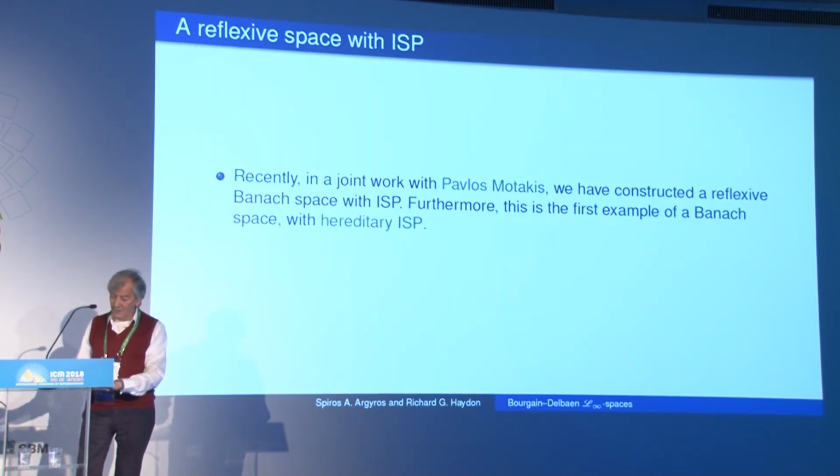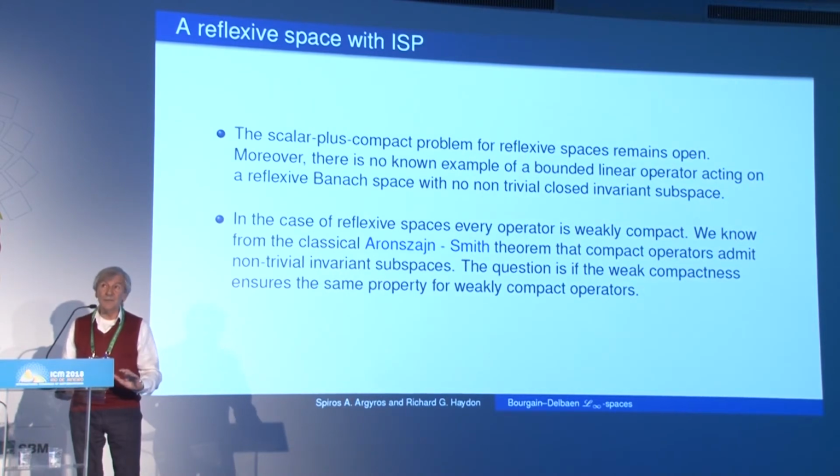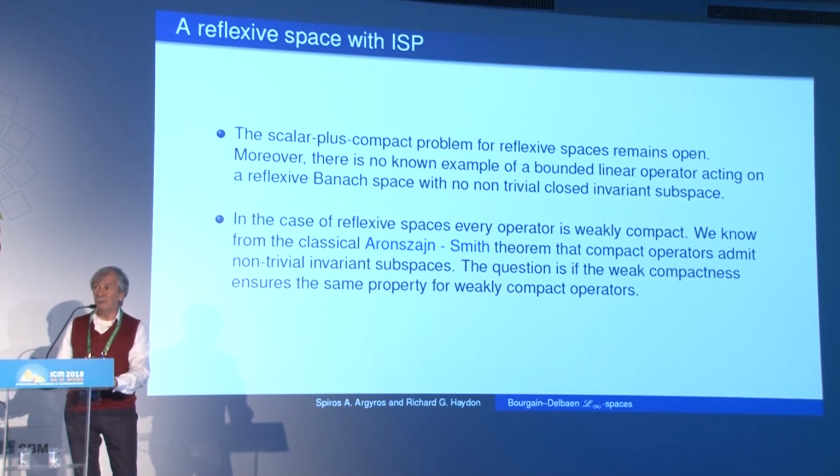And the reason is that we know from Argyros and Smith that compact operators have invariant subspaces. And the question is whether, if you substitute compactness by weak compactness, this property remains true. I mean, we don't know how important weak compactness is in the case of operators. For example, for weakly compact operators, we don't have any example of a weakly compact operator without an invariant subspace.